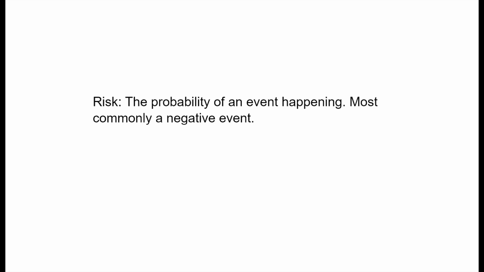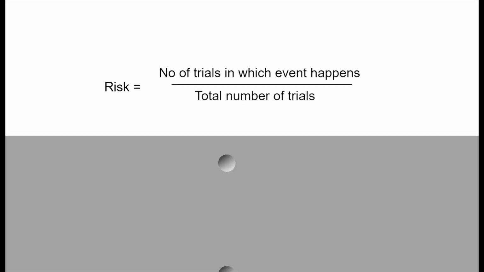In this video, we're going to be discussing risk and relative risk. Now, risk is just a fancy way of saying probability, but with sort of a negative event. So technically, it's the probability of an event, most commonly a negative one. So normally this is talked about as the risk of getting a disease or a risk of failure for an event. So risk is the number of trials in which the event happens over the total number of trials. So this is our typical probability formula. We've got our desired outcomes over total outcomes.